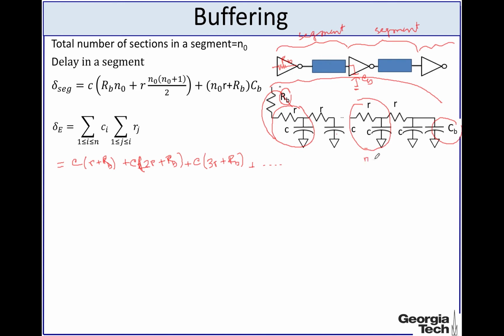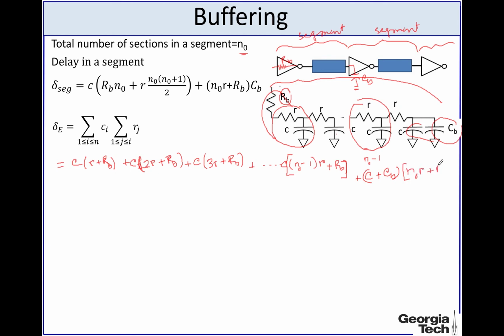So this is the n minus 1 segment. For the n minus 1 segment, n naught is the total number of sections within each segment. So it will be (n naught minus 1) R plus RB, and finally for the last segment, it has two capacitances, C plus CB. So it will be C plus CB multiplied with the total number of resistances, n naught R plus RB.